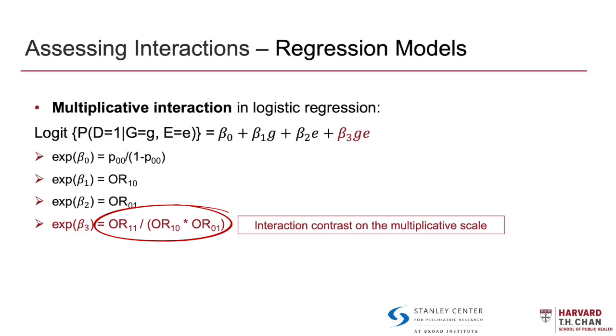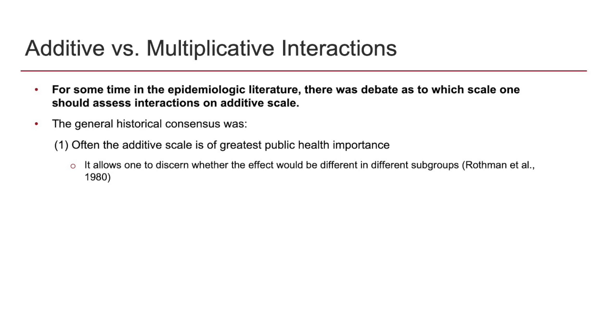This is something that we used in many studies. Many of the psychiatric epidemiologic studies tend to be case control studies where we use logistic regression models. So this might be something that you often use in your studies. Just as a final word of guidance, additive versus multiplicative interaction, when should we use them?